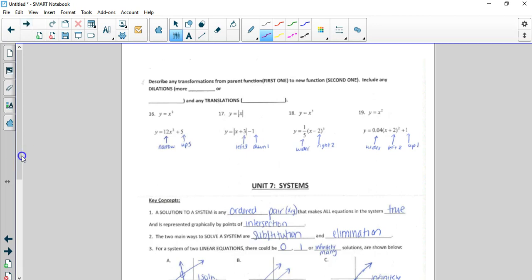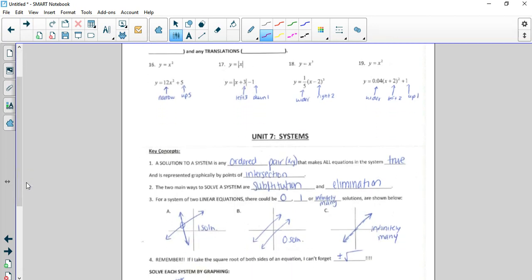Okay, so what's happening to these? 12 makes it narrower, 5 up. Plus 3 makes it left. -1 on the outside moves down. 1/5 makes it wider. -2 inside makes it right. 0.04 is a fraction, 4/100ths, so that's wider. Plus 2 on the inside is opposite, so left 2. And the plus 1 on the outside moves it up 1.